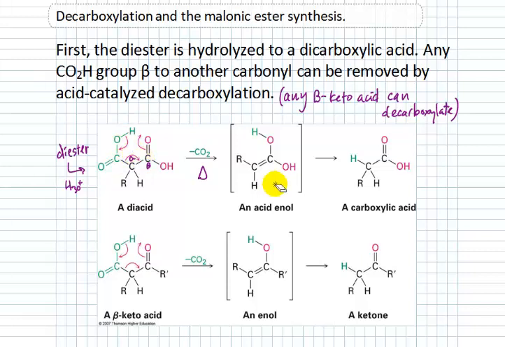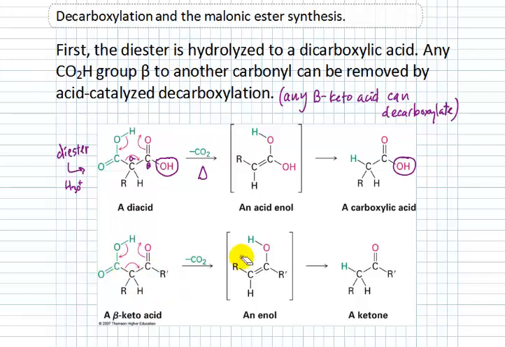Carbon breaks. We end up with an enol right here, which tautomerizes to the keto form, which in this case, because we still had that OH attached to the carbonyl there, we end up with a carboxylic acid. So really anything can be over here on the other side of this beta carbonyl. As long as we have a carboxylic acid over here, this could be a ketone, right?